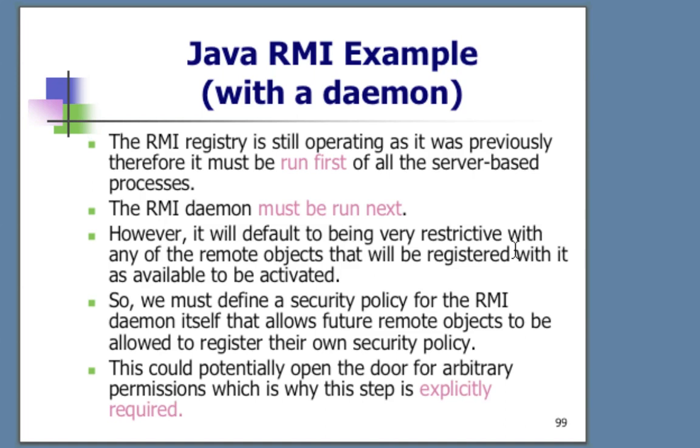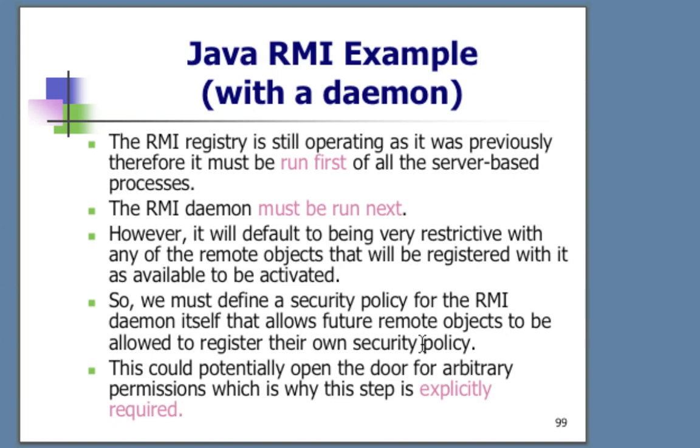So the RMI registry is still operating as it did in the previous example, so it has to be run first. All of the server-based processes are created, and the RMI daemon must run next. By default, it is very restrictive of any remote objects that are going to be registered with it, so we have to make it available, so it's going to be activated. And then we have to define the security policy for the RMI daemon itself and allow the future remote objects to register with its own security policy.